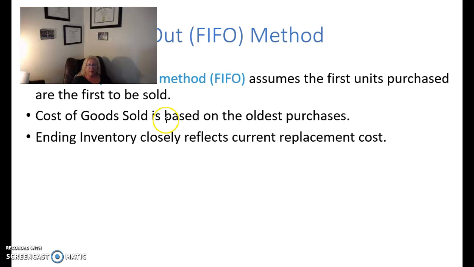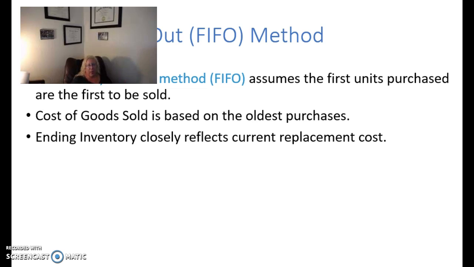Okay, next is first in, first out, or FIFO. And this assumes that the first units purchased are the first to be sold. So this is an inventory costing method where the first cost into inventory are the first cost out of inventory, or the first cost that we would put into cost of goods sold. So ending inventory is based on the cost of the most recent purchases because that's what's left. We took out the old ones, we have left the most recent purchases.